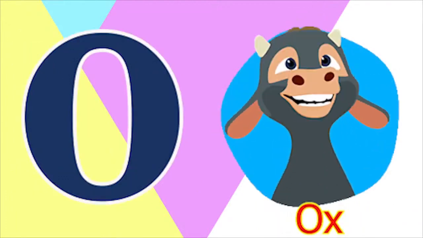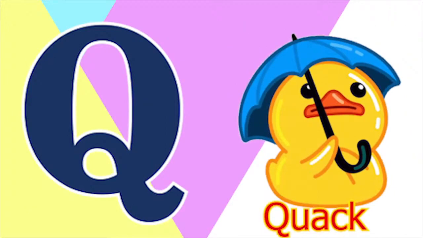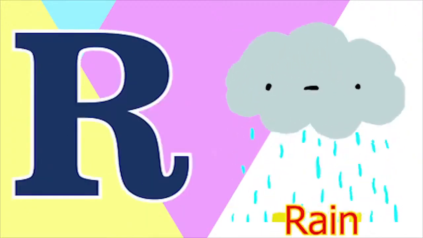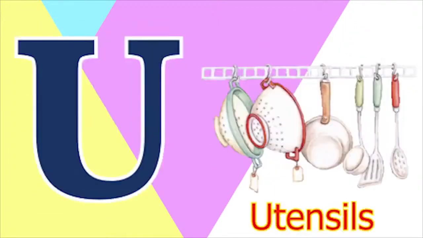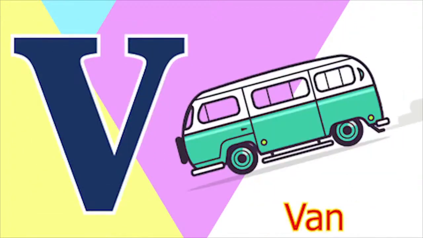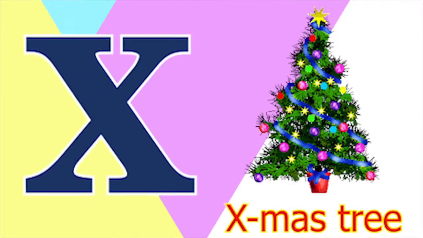O for ox and P for pan. Q for quack and R for rain. S for sheep and T for dog. U for utensil, B for van. W for wheel and X for Xmas tree.